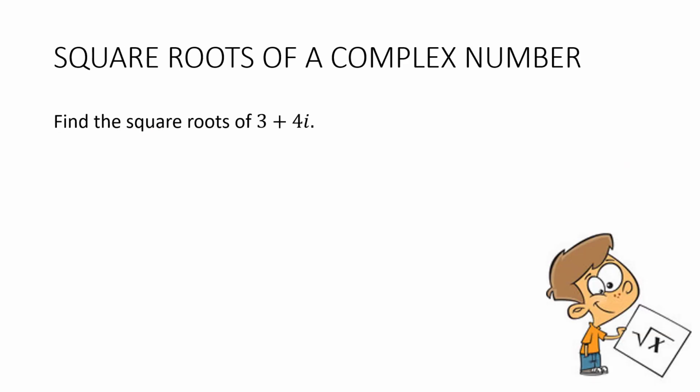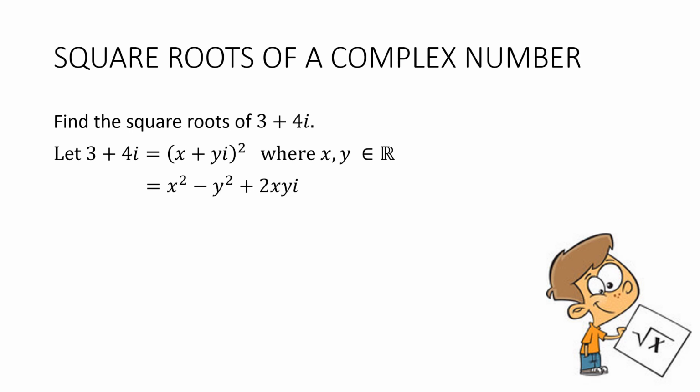Okay, last thing for this lesson, and that's finding the square roots of a complex number. Here's our question. Find the square roots of 3 plus 4i. So we're going to start like this. Let 3 plus 4i equal x plus yi all squared, and x and y are real numbers. So we're going to expand out that right-hand side, and we're going to get x squared minus y squared plus 2xyi. And you can see how I've put the real parts together.